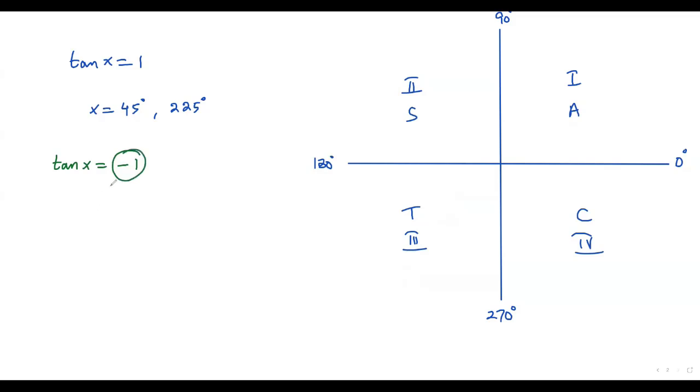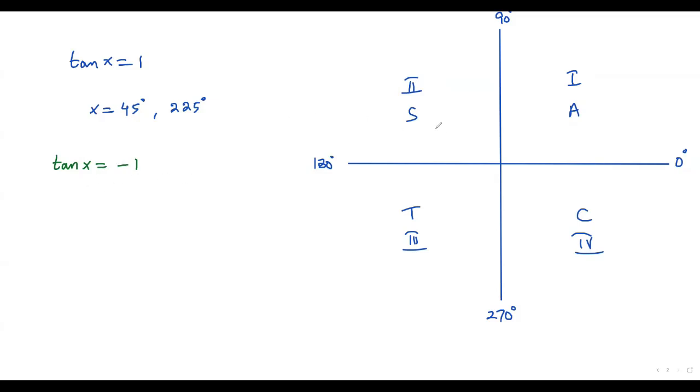So since we have a negative value over here, the angle measure x has to be either in the second quadrant or in the fourth quadrant. Because in the second quadrant, only sine and its reciprocal cosecant are positive, the rest are negative. The rest are negative means tangent is negative. In the fourth quadrant, cosine and its reciprocal secant are positive, the rest are negative. So tangent is negative.